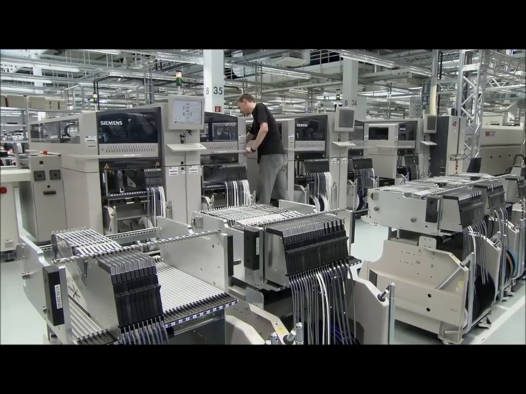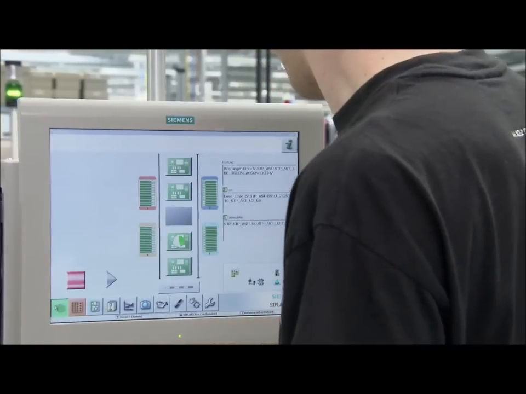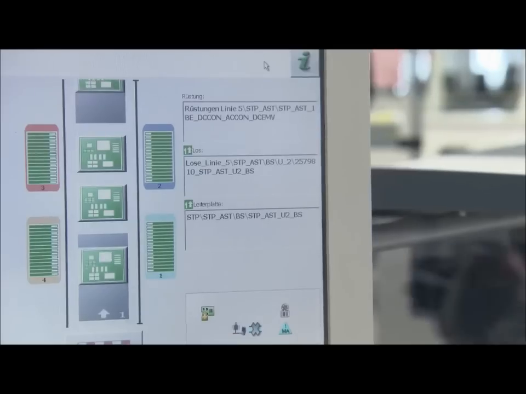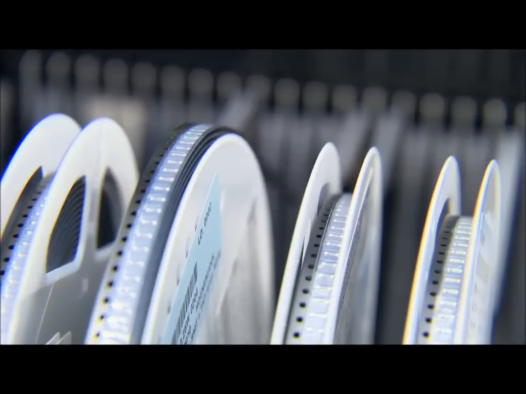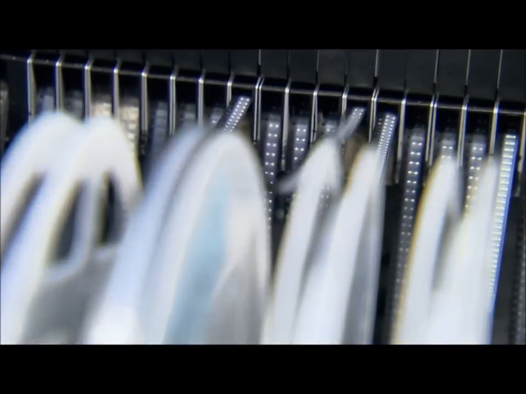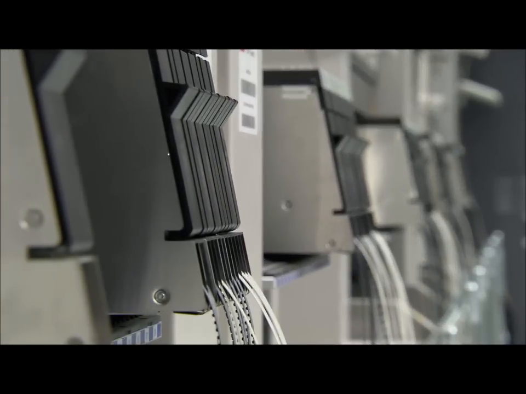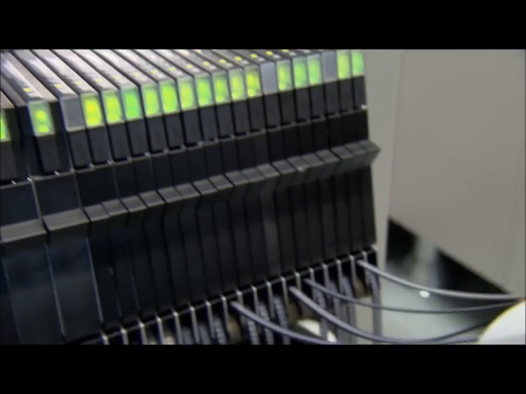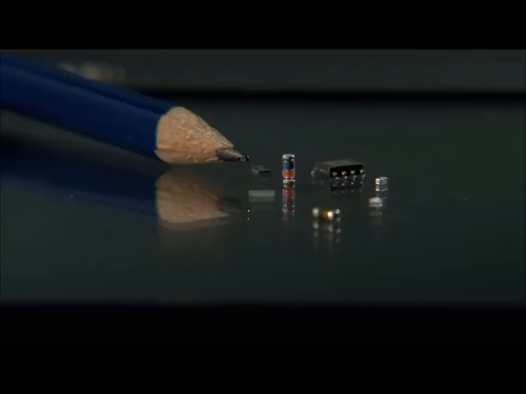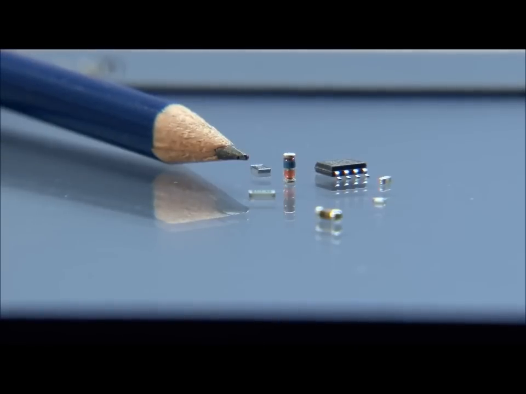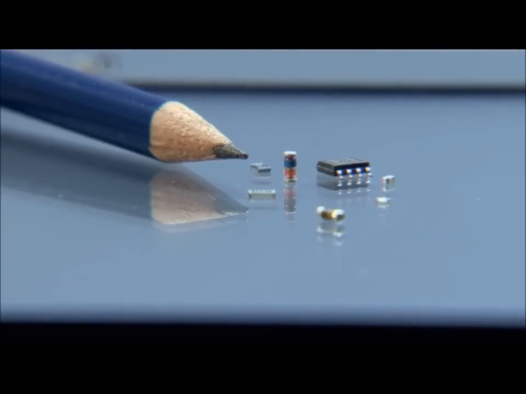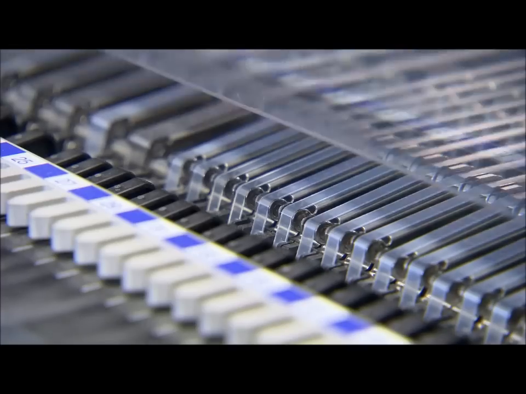Afterwards, the board enters the assembly machine, where SMD components are placed automatically. They are loaded into the machines in reels, similar to film reels. Typical SMD components are resistors, diodes, transistors, or integrated circuits. The smallest of these components are about the size of a pencil point. Therefore, the machines operate precisely, but also extremely fast.